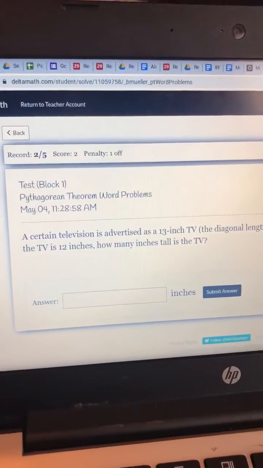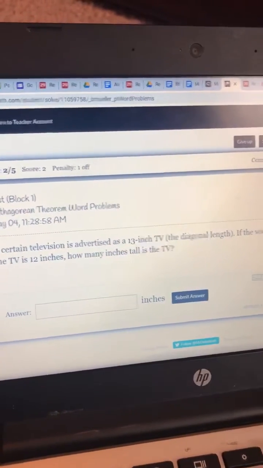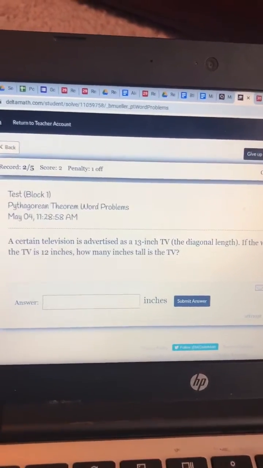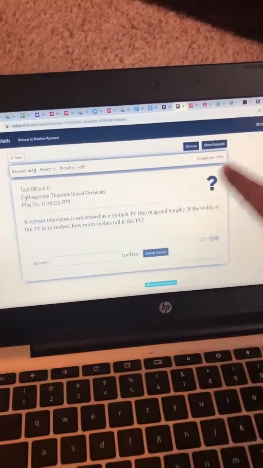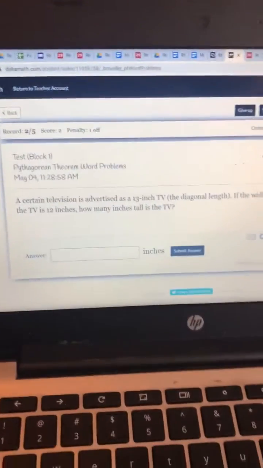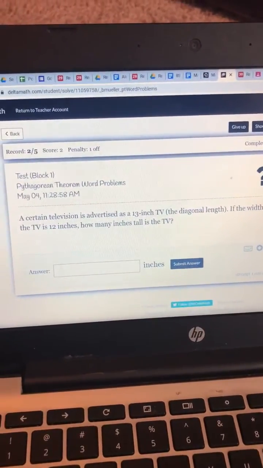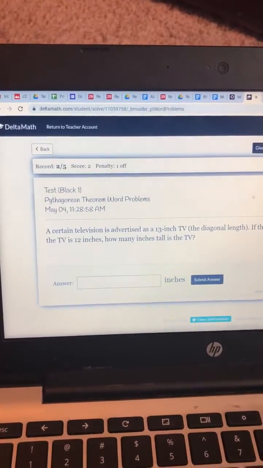Moving on. I have a television that's advertised as 13-inch, and when they give you the actual inches of your TV, they're giving you the diagonal length, which, if I talked about the screen on my computer, would be the hypotenuse length. And it says if the width is 12 inches, how many inches tall is the TV?